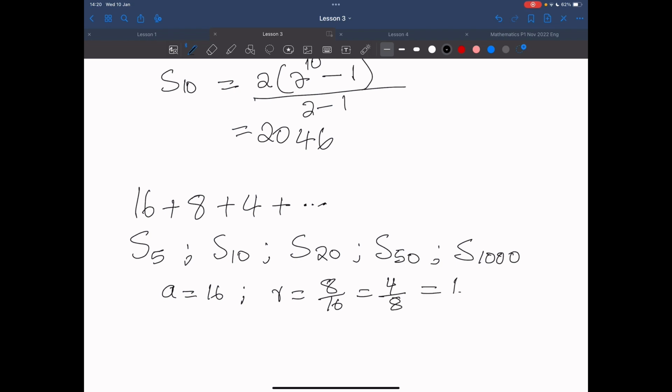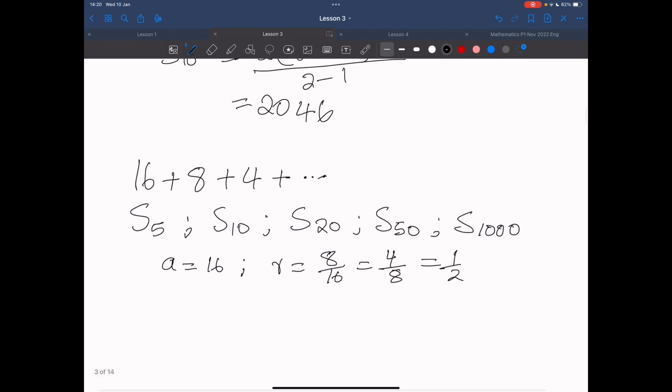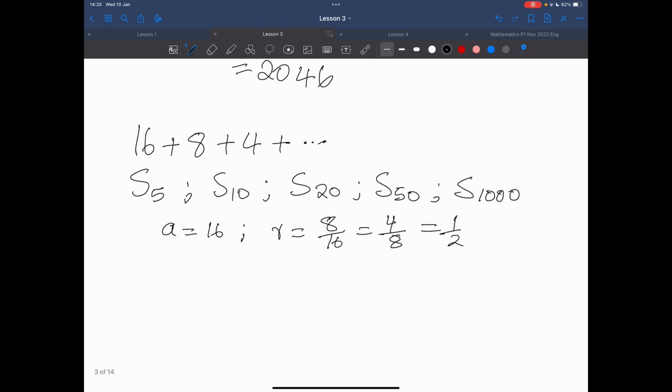So we can see that the answer is half. Right, so we are now going to calculate the sum. Now, let's start with sum n. Okay, the formula for sum n, we said we'll prefer, because the r is half, which is less than 1, we prefer the formula a into 1 minus r exponent n all over 1 minus r.